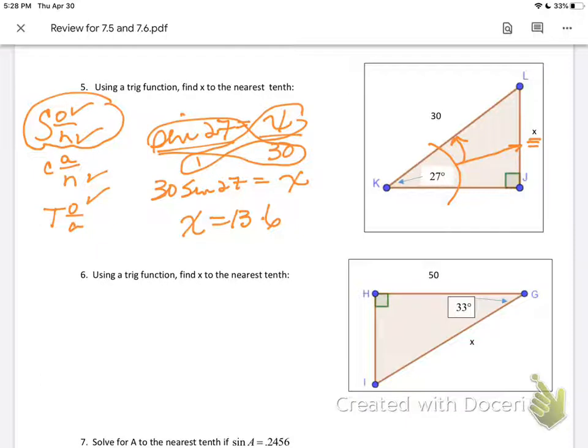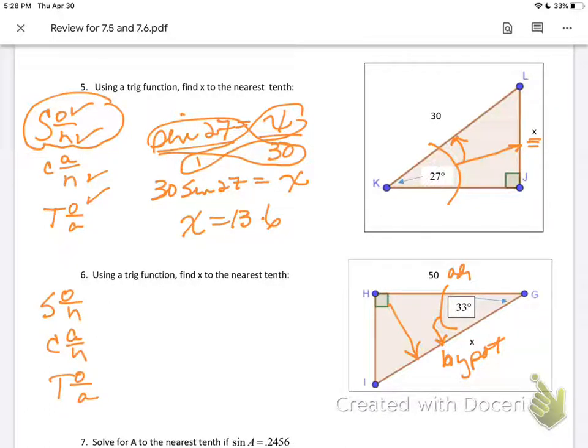Okay, look at problem number 6. Here's my angle. It says find x. So I see that from this angle's perspective, x is the hypotenuse, because it is across from the right angle, and the 50 is adjacent. So I'm going to write Sohcahtoa again. I said that x was the hypotenuse, and the 50 was the adjacent. So only cosine has both things checked. So the cosine of 33 equals adjacent, the 50, over hypotenuse, the x, which is missing.